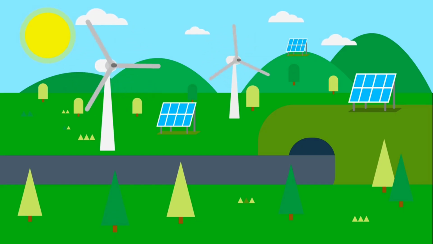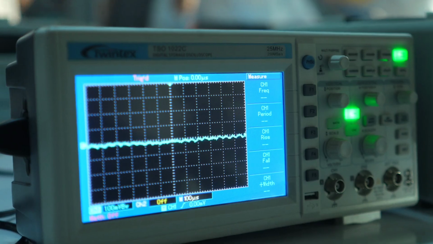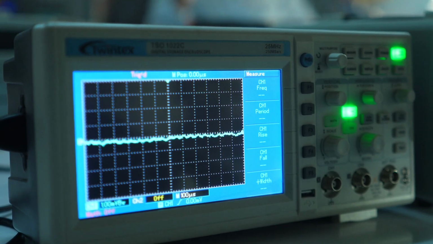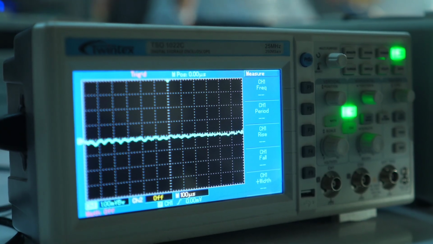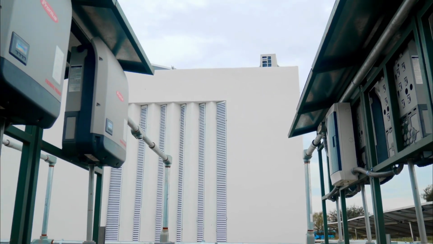However, the electricity produced by solar panels is called direct current, or DC electricity. The problem is that most homes and businesses use alternating current, or AC electricity. So, how do we convert one into the other? This is where an inverter comes in.